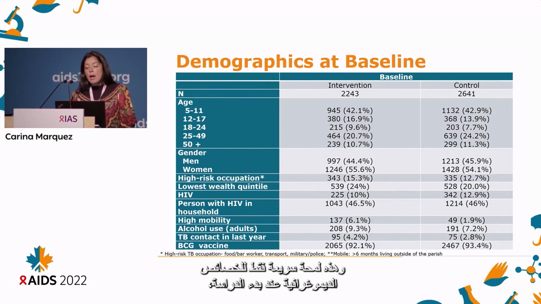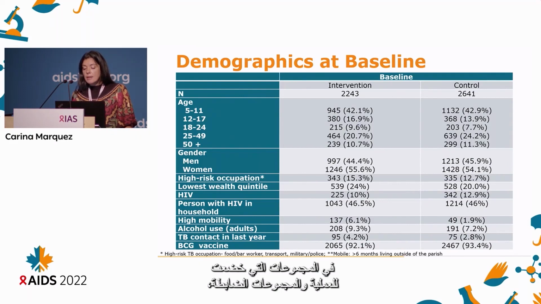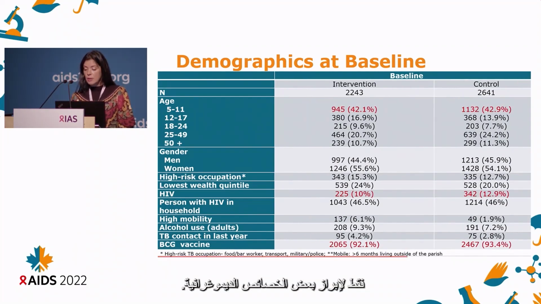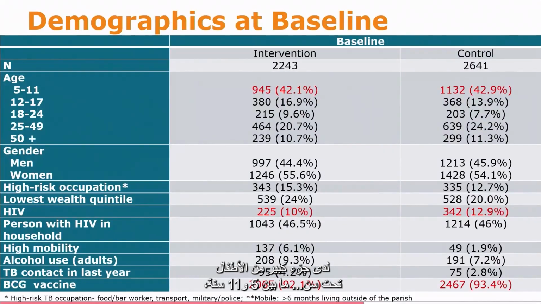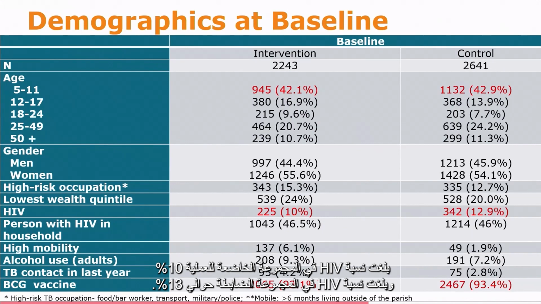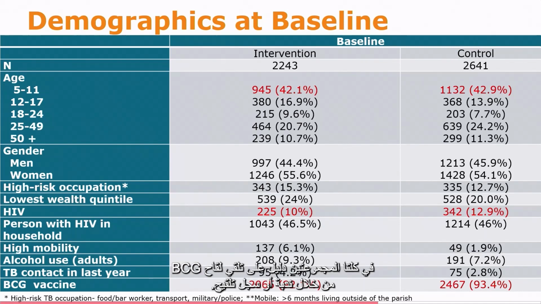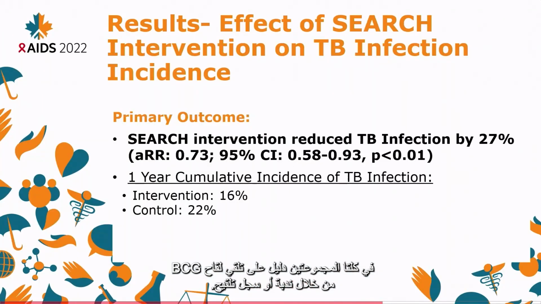This is just a snapshot of the demographics at baseline in the intervention and control communities, just to highlight a few of the demographic features. A large proportion were children between the ages of 5 and 11. HIV prevalence in the intervention was 10%, and in the control was around 13%, and over 90% of people in both arms had BCG vaccination evidence via scar or vaccination record.